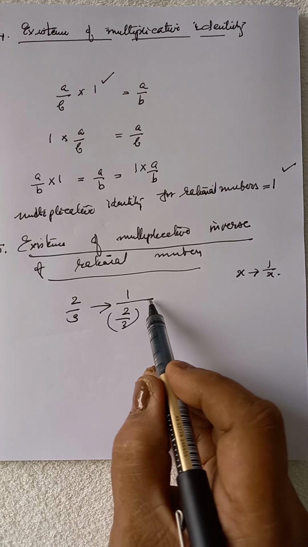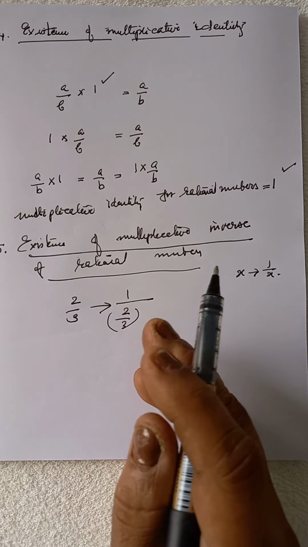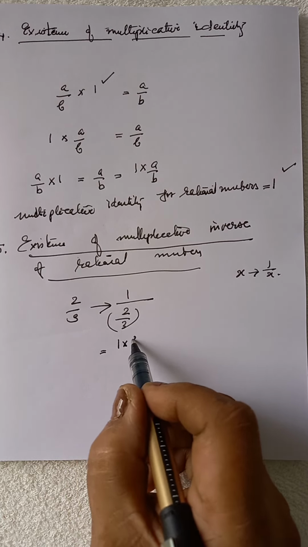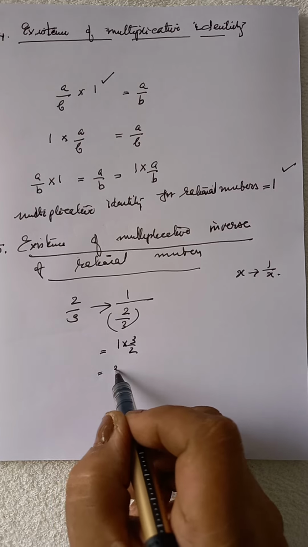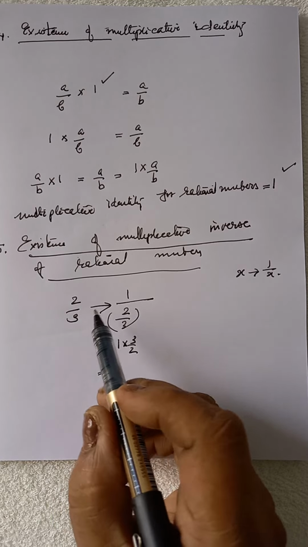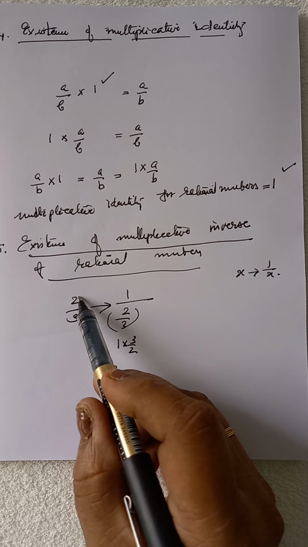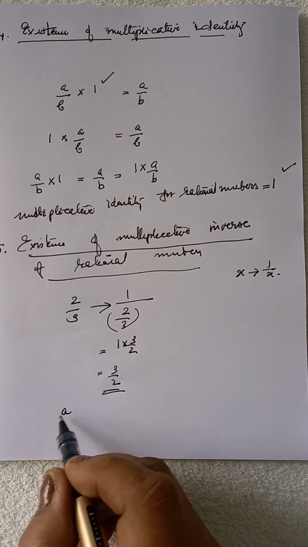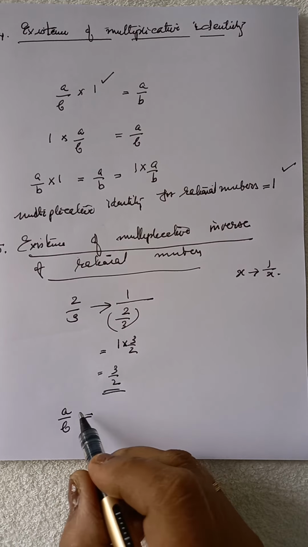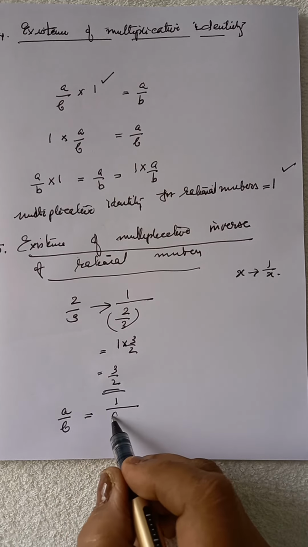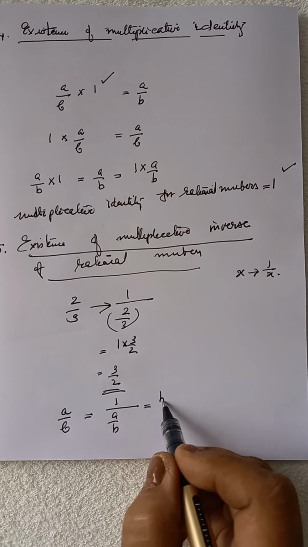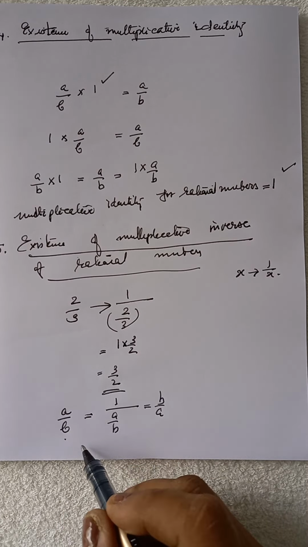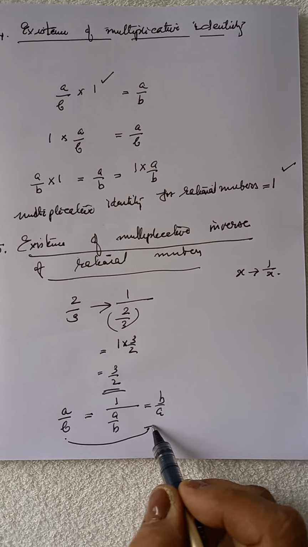We know division is the inverse of multiplication, so this can be 1 into 3 by 2. So that is equal to 3 by 2. That is, the multiplicative inverse of 2 by 3 is 3 by 2. So the multiplicative inverse of a by b is 1 by a by b, that is b by a. So directly we can write the multiplicative inverse of a by b is b by a.